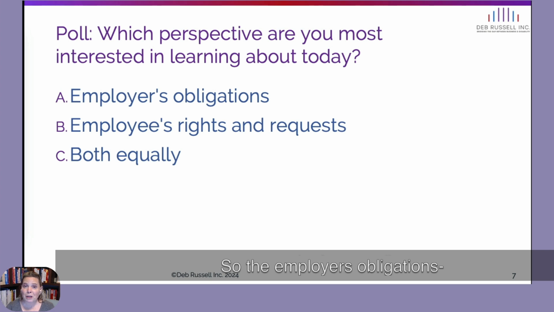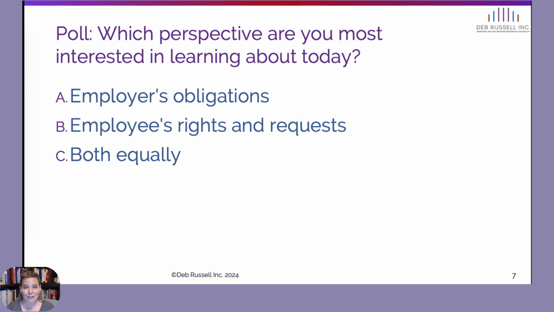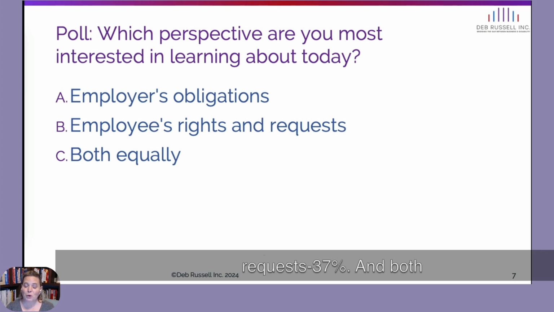So the employer's obligations, 22%, employees' rights and requests, 37%, and both equally, 41% of you. So it's kind of a balance. This is great for the audience.